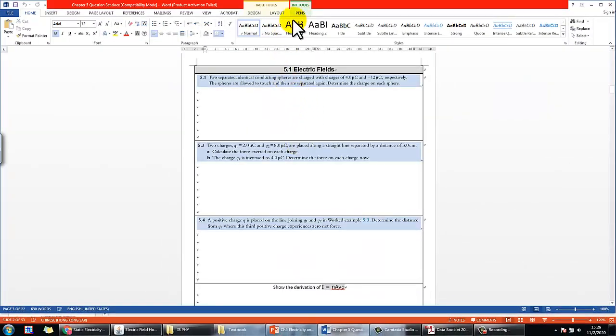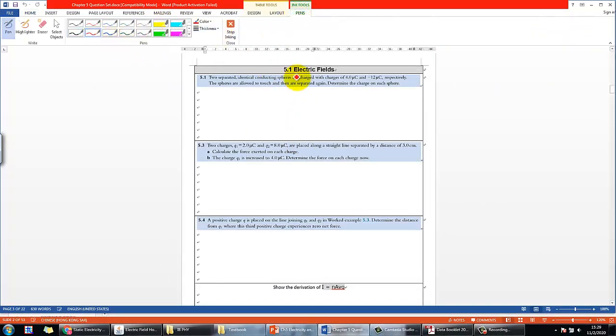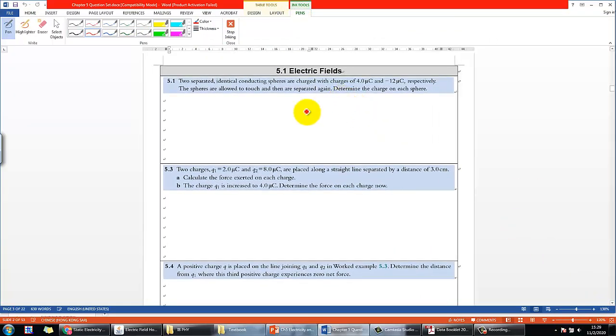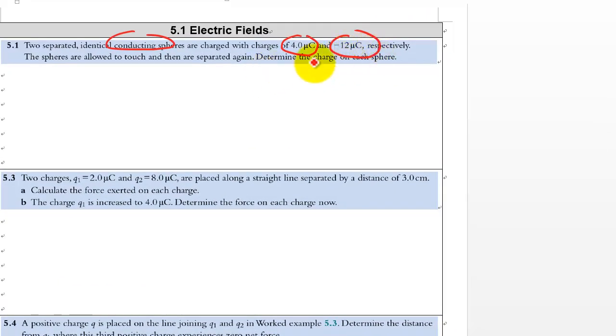Okay, so for 5.1 it's actually very simple. The question is saying that if you have two conducting spheres of 4 mu Coulomb and negative 12 mu Coulomb, and they are simply allowed to touch each other. That means, if you recall what you learned in year 10, this method is called conduction, similar or even exactly the same as the conduction in thermal, but now it is static charges.